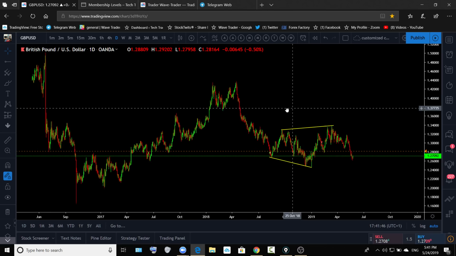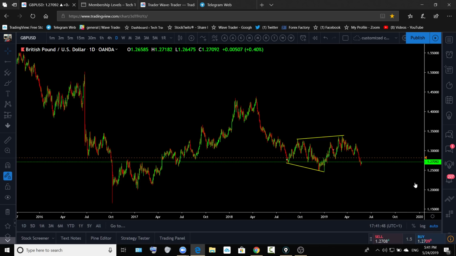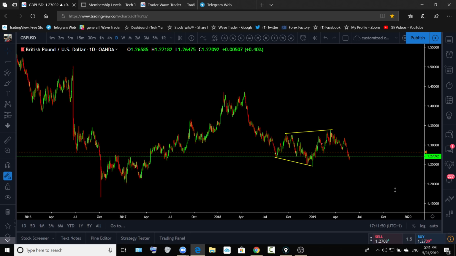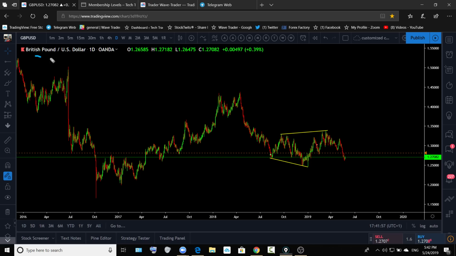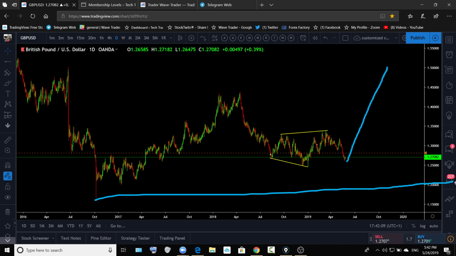So pound dollar. Currently pound dollar is forming an expanding triangle. We are not expecting a downside move on the pound dollar. This is not our preferred direction. Our preferred direction is this: the pound dollar to reverse.